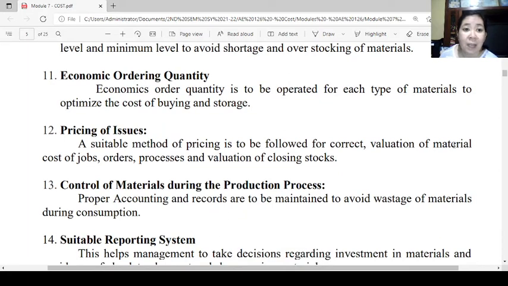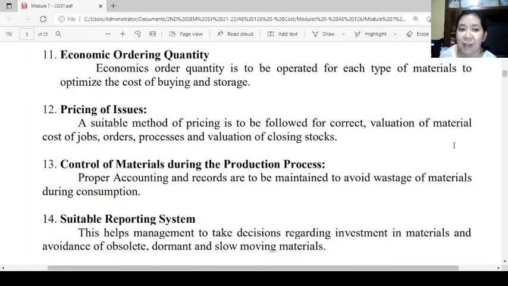Number 11 is EOQ or economic order quantity. So, economic order quantity is to be operated for each type of materials. The main purpose of EOQ is to optimize the cost of buying and storage. This will give us, or the entity, the lowest cost of buying and storing the ordered inventory.